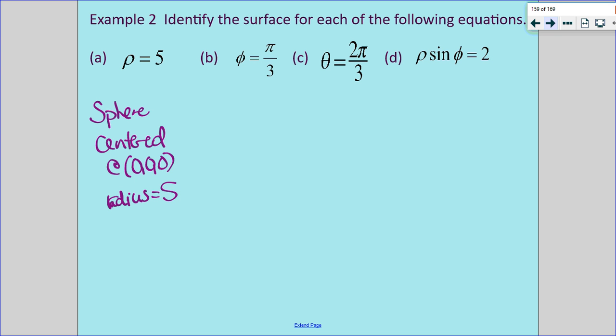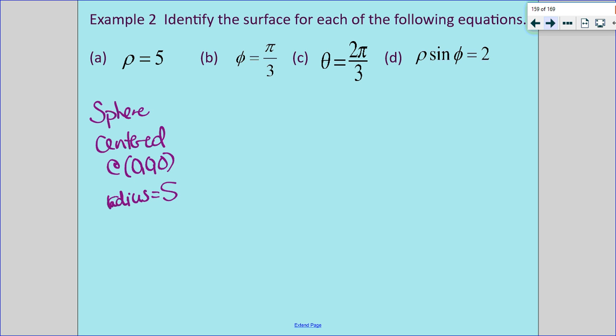Good, because essentially you're finding all points that are 5 units from the origin. That's a sphere, because anything equidistant is going to go in a circular manner in all directions from 0, 0, 0.